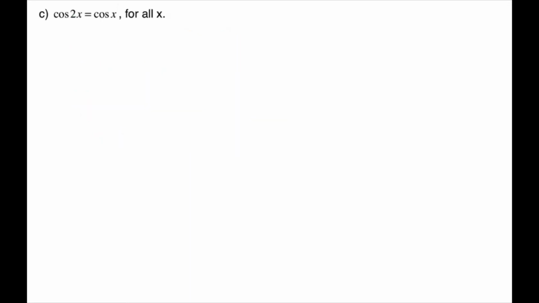Next, we've got cosine 2x equals cosine x, and we want to solve for all x. So immediately when you see 2x here, you should be thinking, I'm going to use the double angle formula. The double angle formula for cosine goes like this: 2 cosine squared x minus 1 equals cosine x.